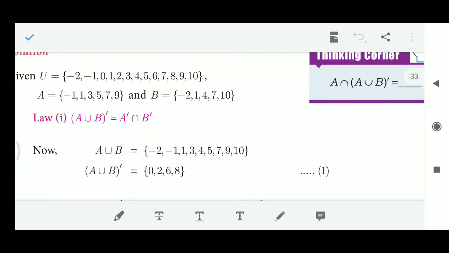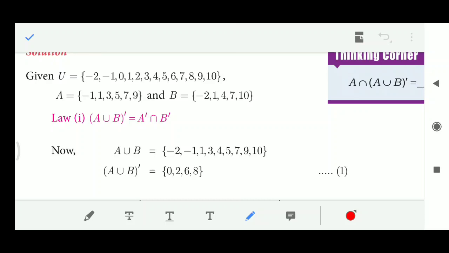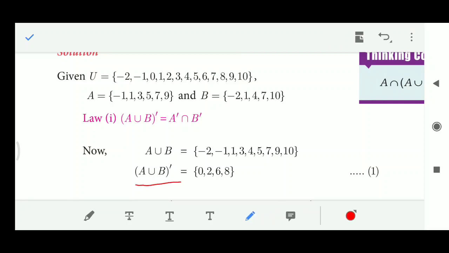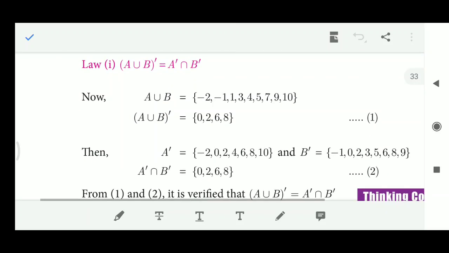For that, first we are going to find A union B. Here A union B is all the elements from A and B: -2, -1, 1, 3, 4, 5, 7, 9 and 10. Then (A union B)' is equal to {0, 2, 6, 8}. You get this by eliminating the elements of A union B from the universal set.